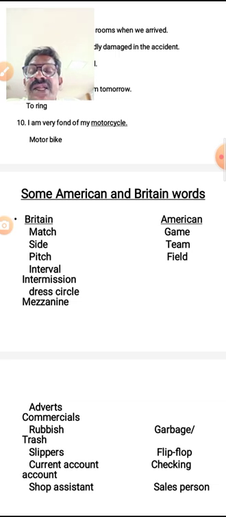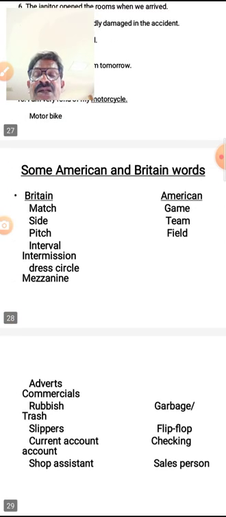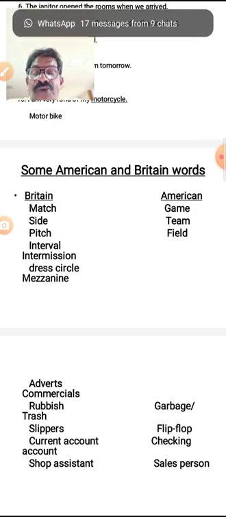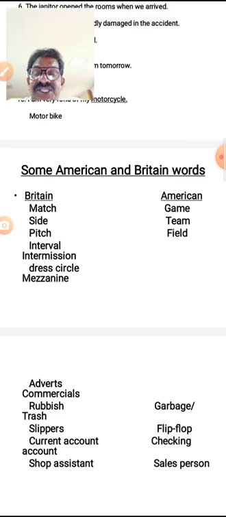In British English, it is called dress circle. In American English, it is called mezzanine. In British English, it is called adverts. In American English, it is called commercials. In British English, it is called rubbish. In American English, it is called garbage or trash. In British English, it is called slippers. This is a very common word which we often use, slippers. But in American English, it is called flip-flop. In British English, it is called current account. In American English, it is called checking account. In British English, it is called shop assistant. In American English, it is called sales person.